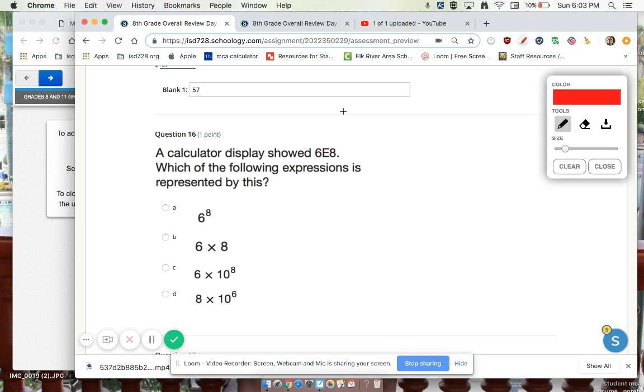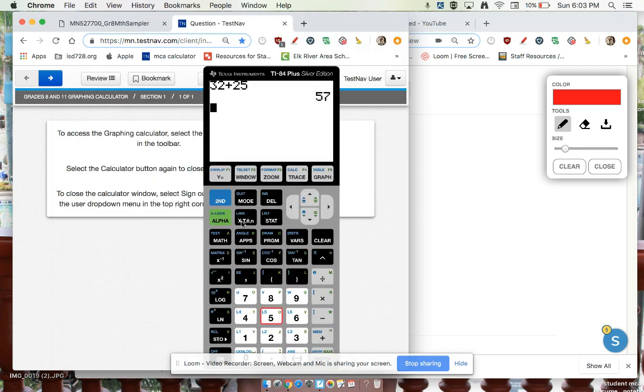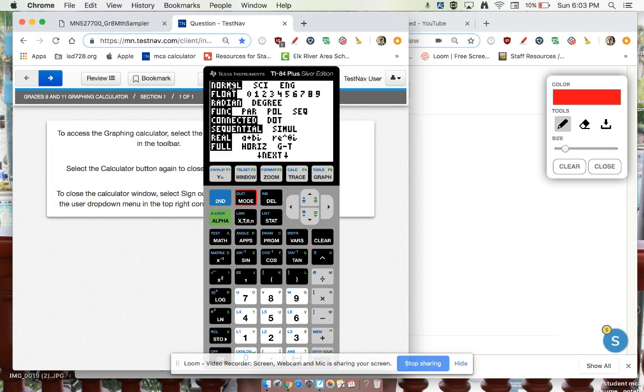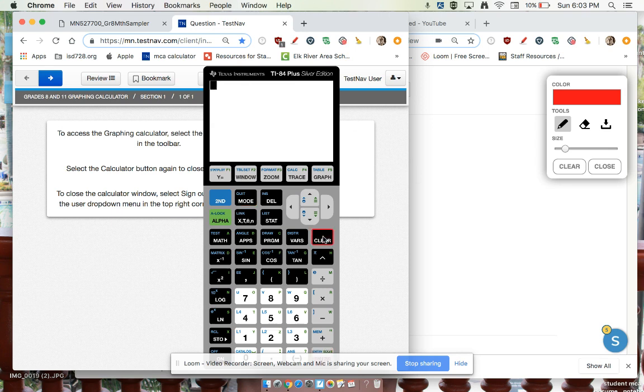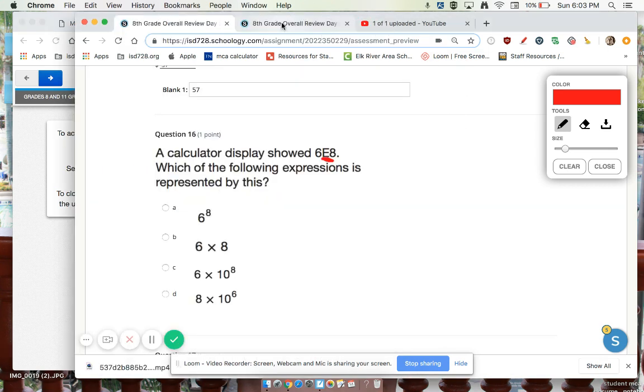So this is something we didn't really teach you, but this E is really part of scientific notation. And you wouldn't really be able to figure this out unless you go to mode. Right now I'm in normal mode. I have to go to scientific notation mode. So I hit sci, and that's my scientific notation. So anything in scientific notation will be given to me like that.